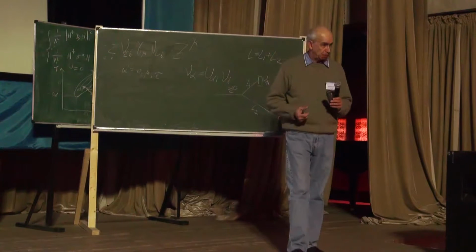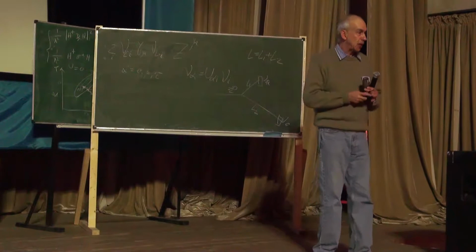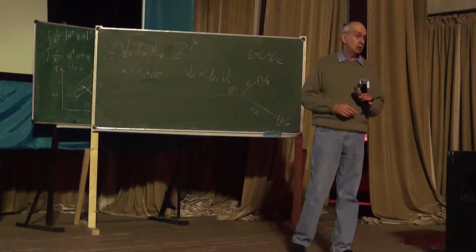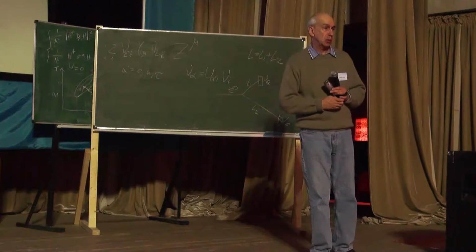Well, another interesting question, another thought experiment, so to say. Imagine a world in which the charged leptons, electron, muon, and tau, are massless. Would neutrinos oscillate in such a world? Can anyone answer right now?